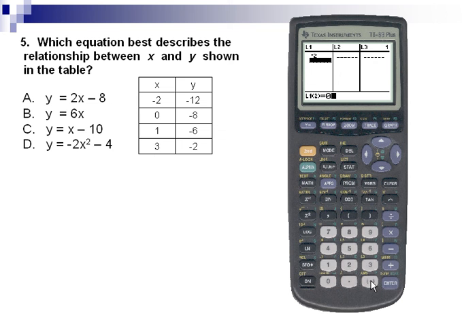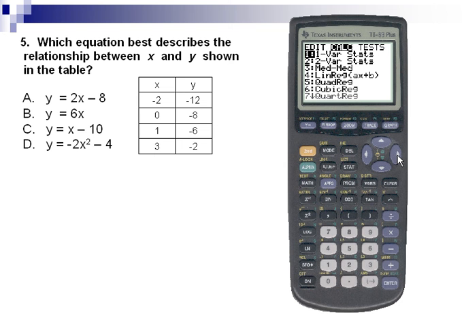-2, 0, 1, 3. Arrow over, and our y values go in list 2. -12, -8, -6, -2. Again, check your lists to make sure they match your x's and y's. Now go to Stat, over to Calc. Remember, we will begin with finding the linear regression, so go down to number 4, hit Enter, Enter.